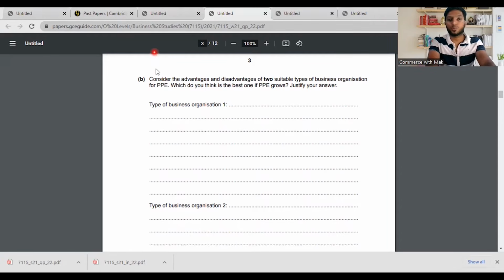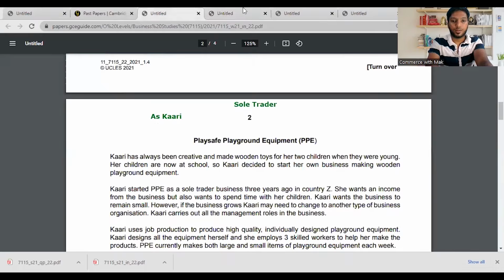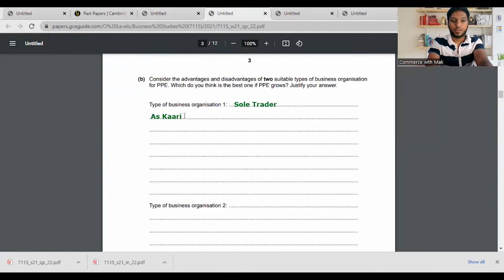So I'll start with the first one, sole proprietorship. You can write here sole proprietorship, sole trader. So they're asking, consider the advantages and disadvantages. So your answer should be in paragraph form in writing, and should be very nice for the examiner to read and understand. So you can write here, if Kara, or Kari, I can't remember the name, I'll just check it again. Kari. So I'll erase this off and start it again.